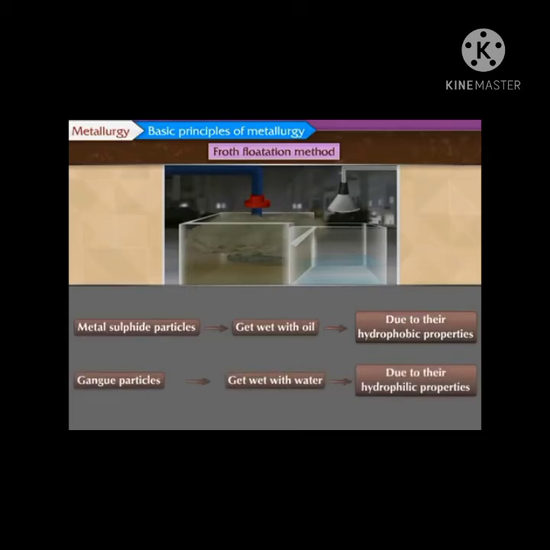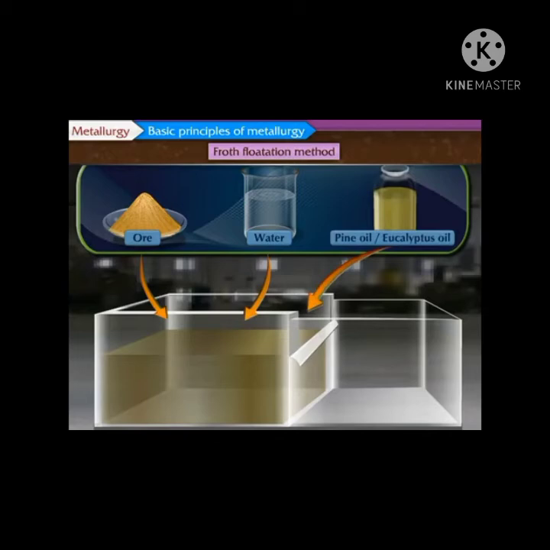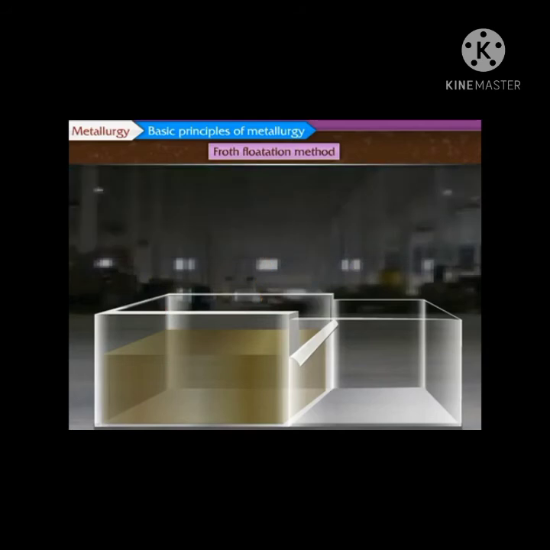Let us understand this method in detail. First, the finely ground ore is put into a big tank containing a lot of water. Then a certain vegetable oil like pine oil or eucalyptus oil is put in the water for the formation of froth. Pressurized air is then blown into the water. In the center of the tank, there is an agitator which is constantly rotating around the central axis.